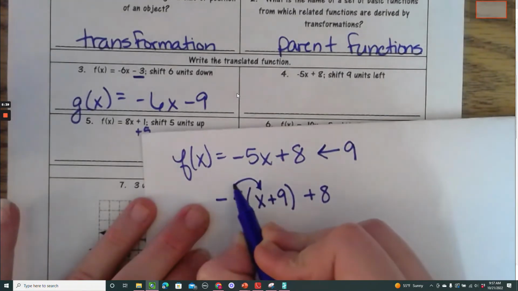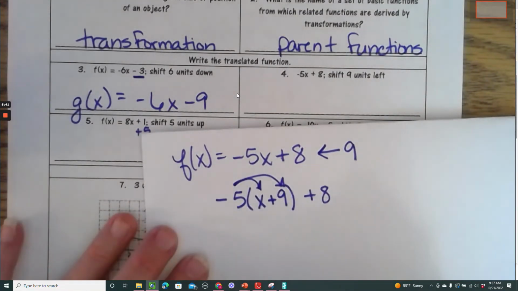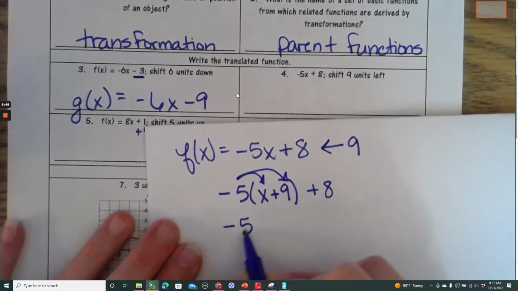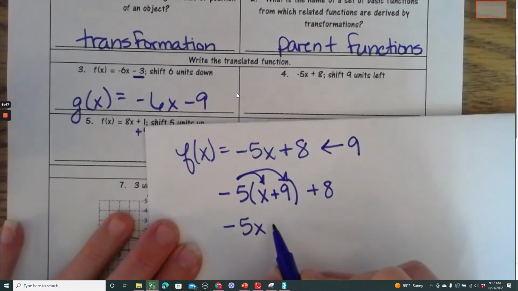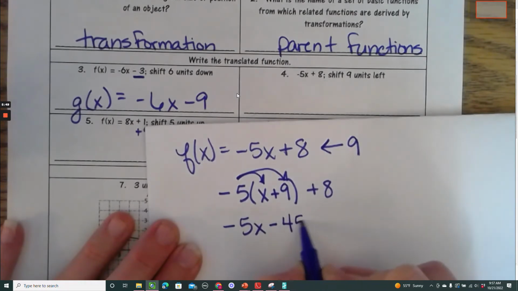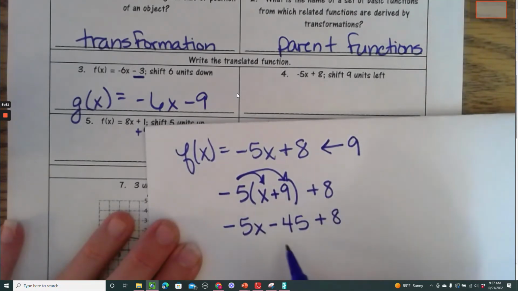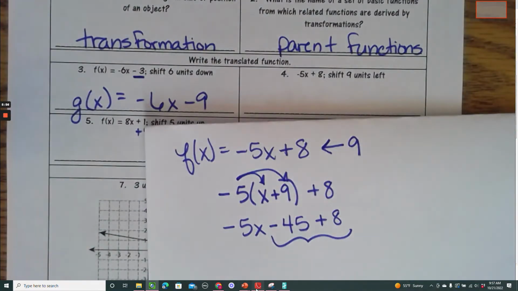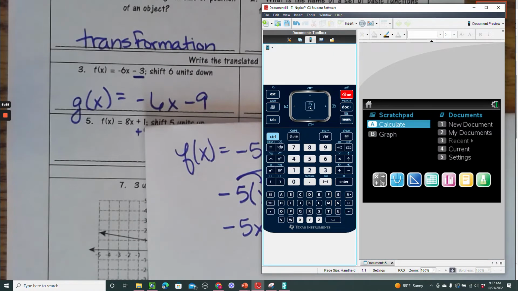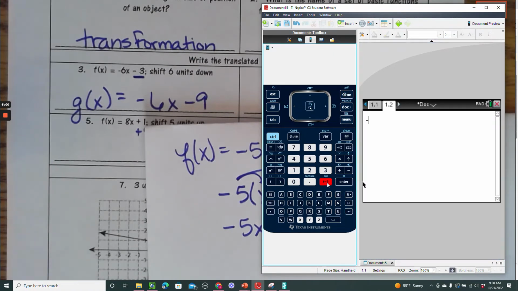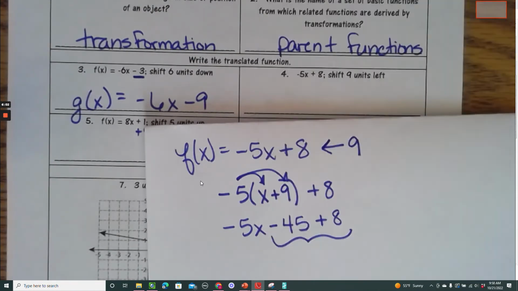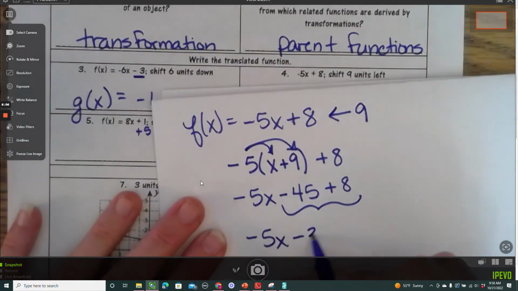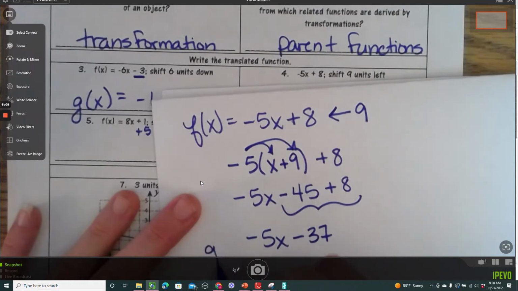I have to distribute and get rid of those parentheses. So negative 5 times x, negative 5x, negative 5 times a positive 9, so negative 45, and then plus that 8. Now I've got like terms. I can combine negative 45 and positive 8. So negative 45 plus 8 gives me negative 37. So that's my new function.